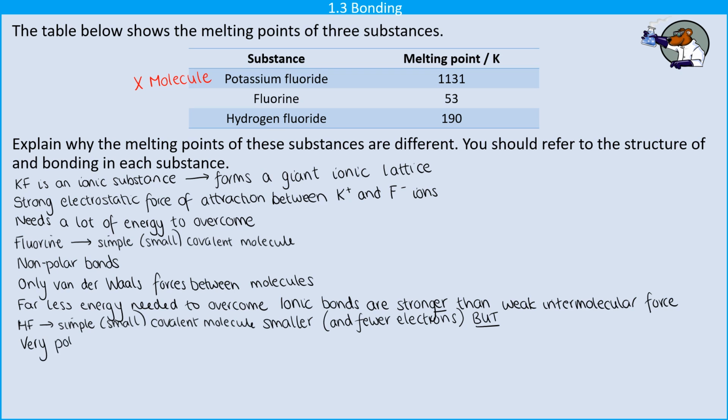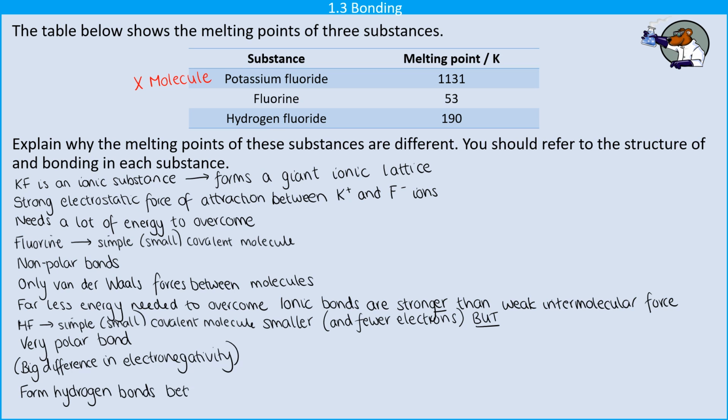However, that hydrogen fluorine bond is extremely polar. It's like the definition of a really polar bond because of this massive difference in electronegativity. And therefore, hydrogen fluoride is going to have hydrogen bonds between the molecules. And those hydrogen bonds are stronger weak intermolecular forces than van der Waals forces. So they're going to take more energy to overcome, and therefore hydrogen fluoride has a higher melting point than fluorine.